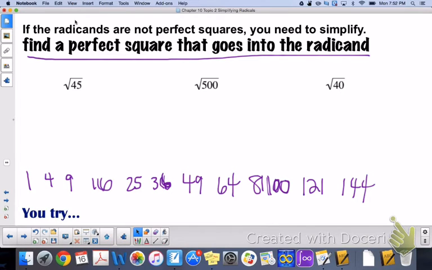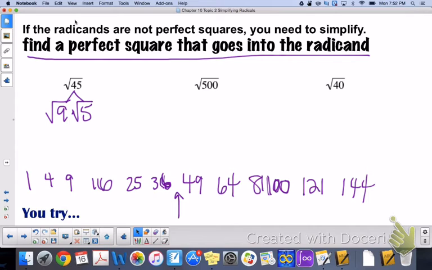Okay, so when you look at 45, you're going to say, okay, 45 would be right here on the list. And then go down. What perfect square goes into that? Does 36? No, not evenly. Does 25? No, not evenly. Does 16? No, not evenly. Does 9? Yes. 9 goes into 45, so we're going to split that into 9 times 5.